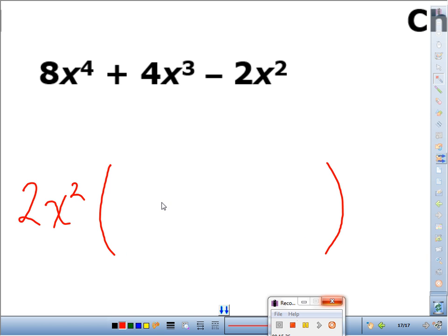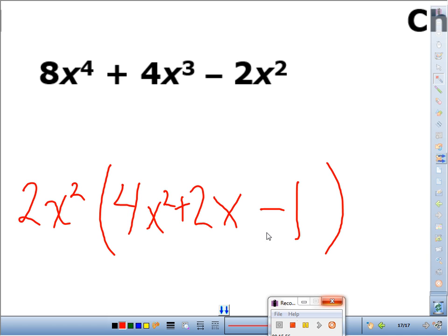And what's the remaining factor? Let's see. 8 divided by 2, that's 4. X to the 4th divided by x squared is x squared. 4 divided by 2, that's 2. X cubed divided by x squared is x. And negative 2x squared divided by 2x squared is negative 1. Hands up if you got that. That is correct.